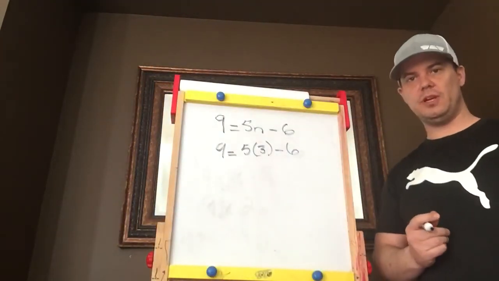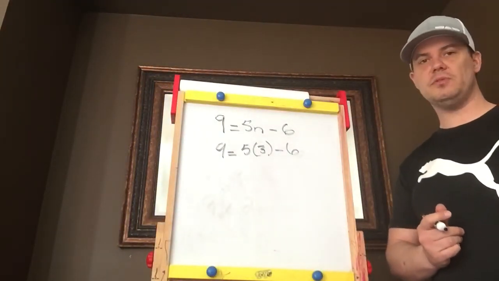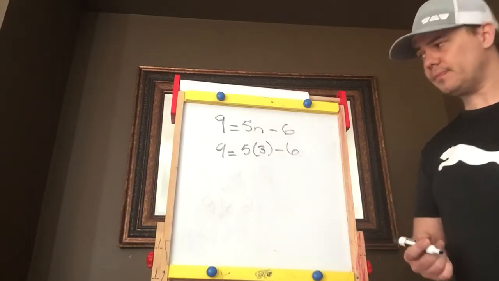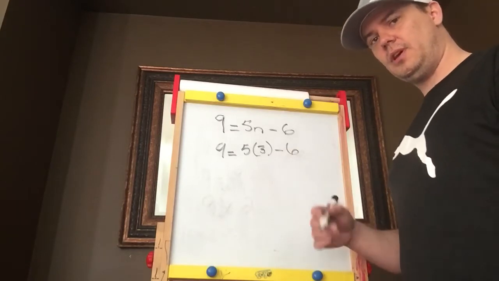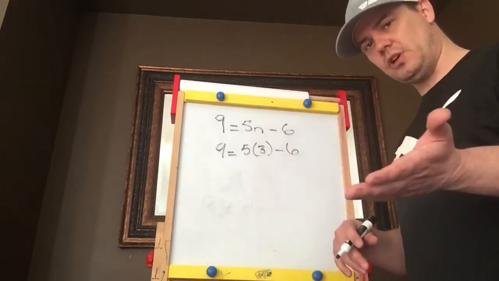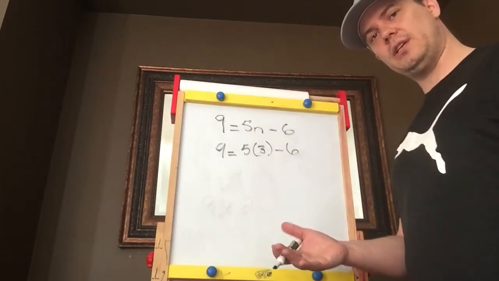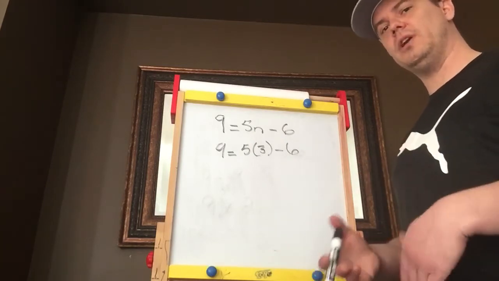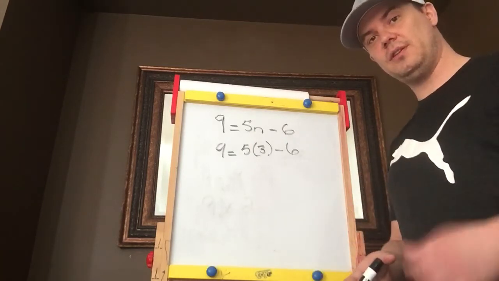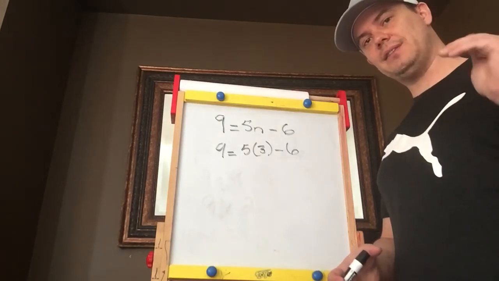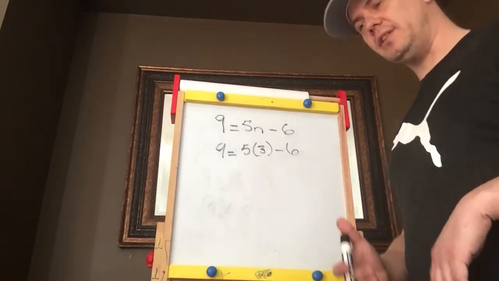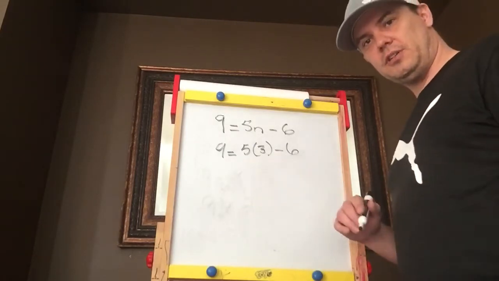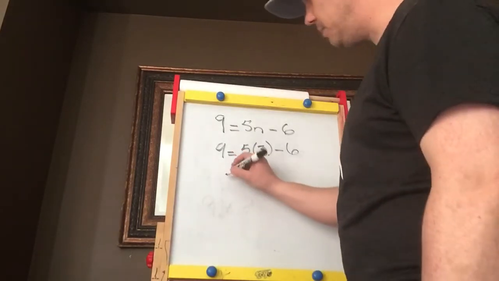Okay, so we end up with 9 equals 5 times 3 subtract 6. We need to do the multiplication first when checking our proof. It's opposite when solving an equation. You want to get rid of the one that's not attached to the variable, but when you're doing your proof, you want to follow the order of operations: BEDMAS, brackets, exponents, division, multiplication, addition, then subtraction, in that order. So we need to do multiplication first because it's the first thing that comes up in BEDMAS for us.